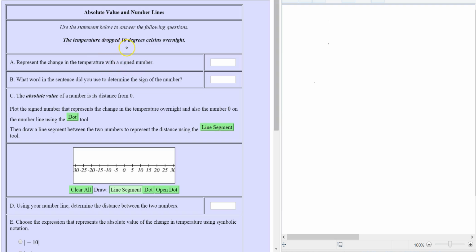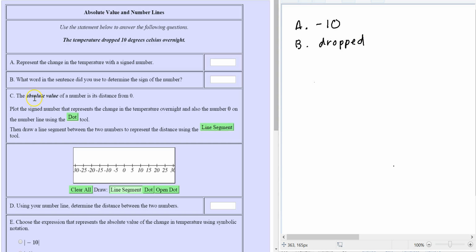So if the temperature dropped 10 degrees Celsius for part A, we would use -10, the negative representing the fact that the temperature dropped. Part B asks us, what word in the sentence did you use to determine the sign of the number? And we said that word was dropped. So if the temperature raised or went up, we would use those words to determine a positive number. But here, the word dropped is telling us that it's negative.